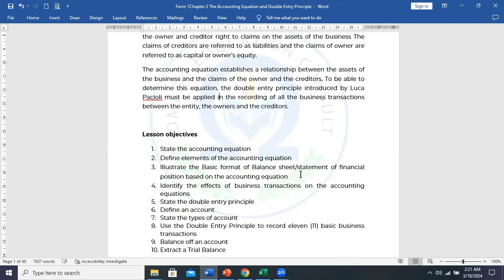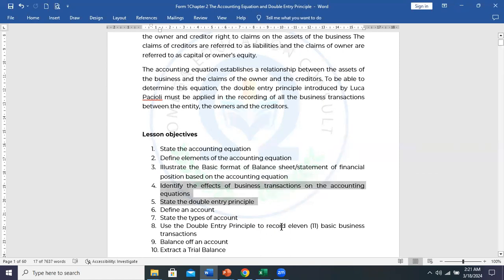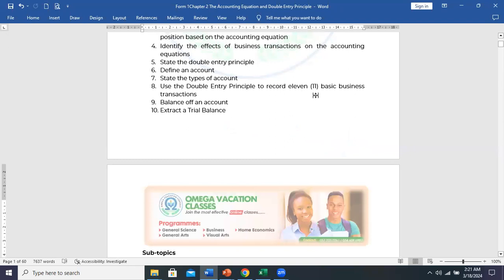And then to the most important things, look at the effects of business transactions on the accounting equation, which will lead us into the double entry principle to get ourselves familiar with what an account is, the types of account, and how to use the double entry principle to record business transactions, balance of accounts, and finally extract a trial balance. So we've got quite a lot of things to do, I should say. Okay. So are we ready to roll?